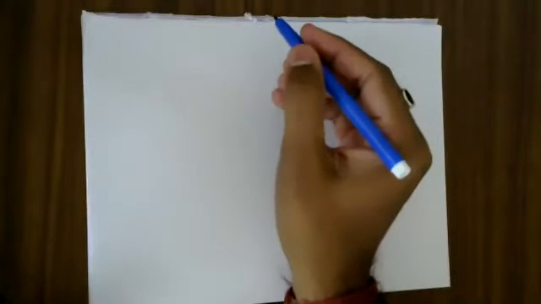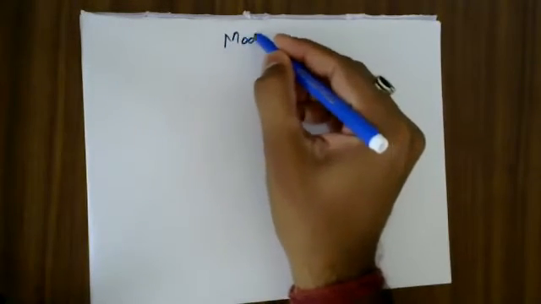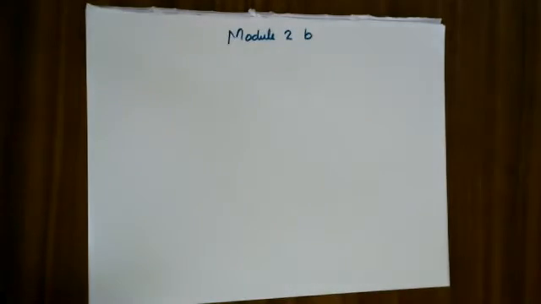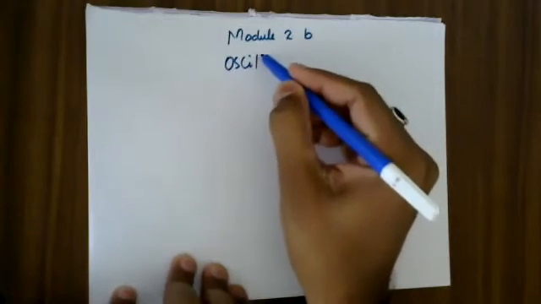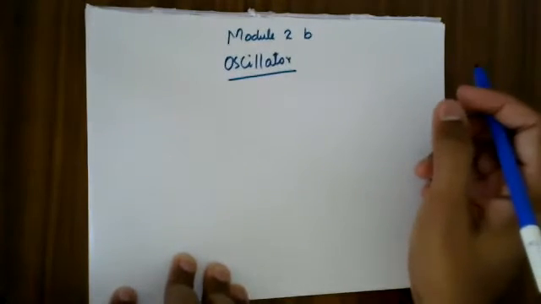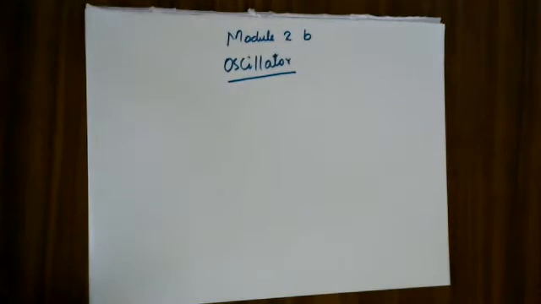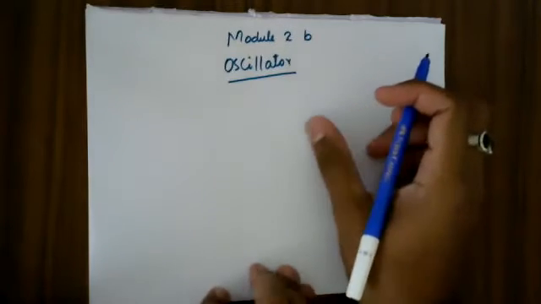So in this session, we'll start up with the new module. That is our module 2, bit B, which is one of the simplest bits. That is oscillator. So let me just introduce you towards what all we are going to discuss on this topic of oscillator.